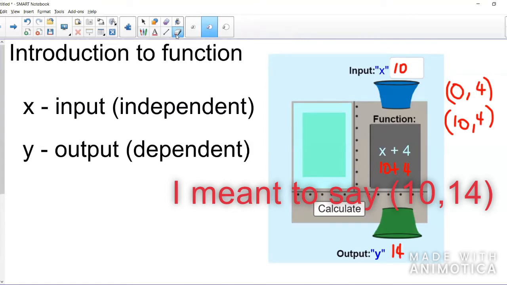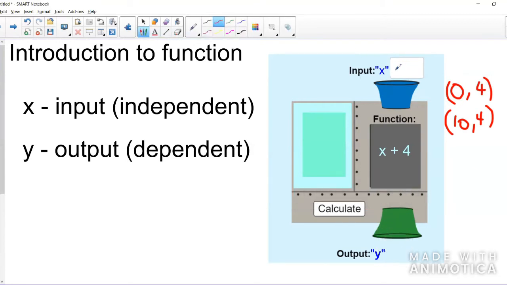Now let's try another input. Let's go with a negative. Let's just say x is -5, and we're going to evaluate this function. This will be -5 plus 4, which gives me an output of -1. In other words, if my input is -5 to that expression, the output will be -1.